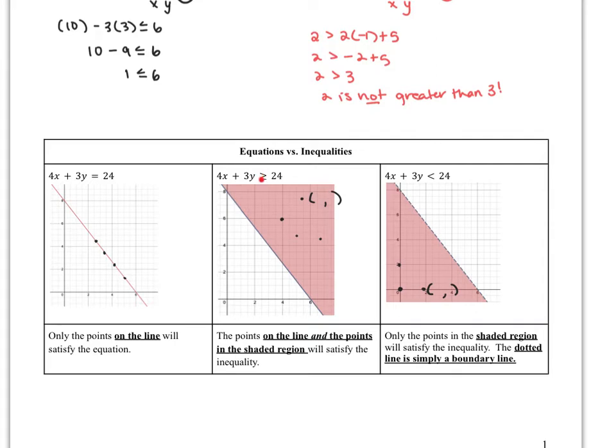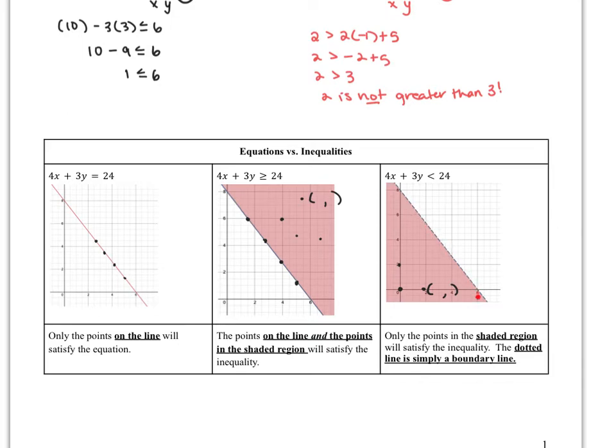The difference in these two inequalities is that this one is greater than or equal to, and this one is just less than. So when it's greater than or equal to, or even less than or equal to, the points on the line also count. So it's not only a boundary line, think of like painter's tape, but the points on the line will also satisfy the inequality if I were to plug them in. Whereas in this case, the line is only acting as a boundary line. The points on the line don't actually count. We just want to go right up to, but not quite the line.